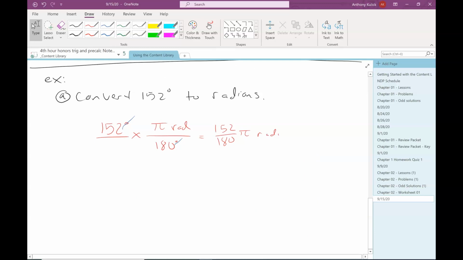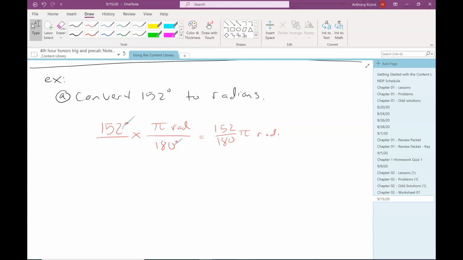Okay, so the unit of degrees cancels out. And we have the fraction 152 over 180 times pi radians. Now, in a course like this, more often than not, when we talk about an answer in radians, we'd want to express it in exact terms. So we'd want to express it as some fraction of pi. So I would want to reduce 152 over 180 to its lowest terms. You could do that by hand. It's not difficult, but it's maybe a little tedious. The calculator can handle this for us.